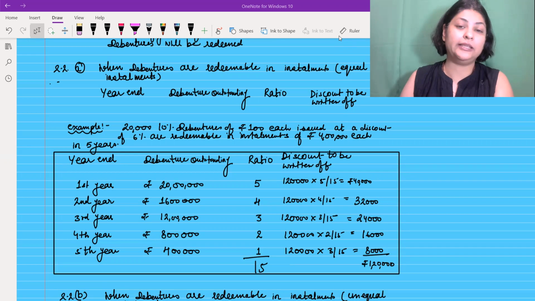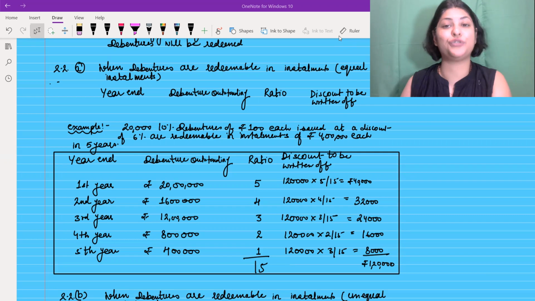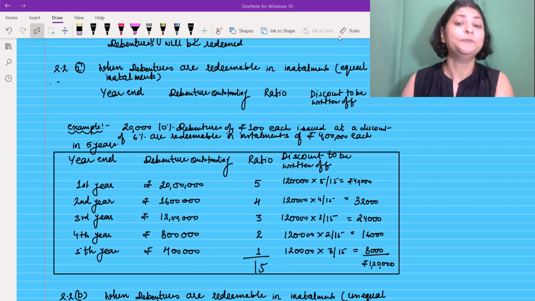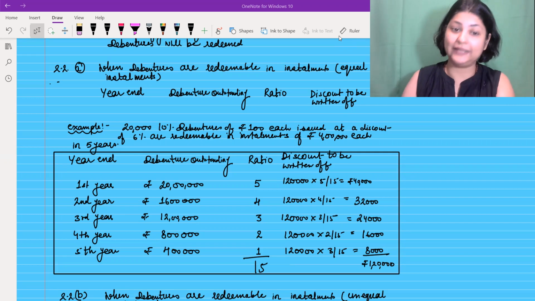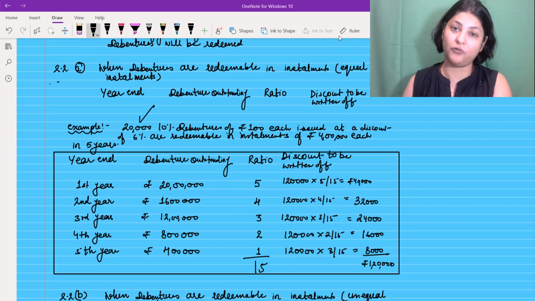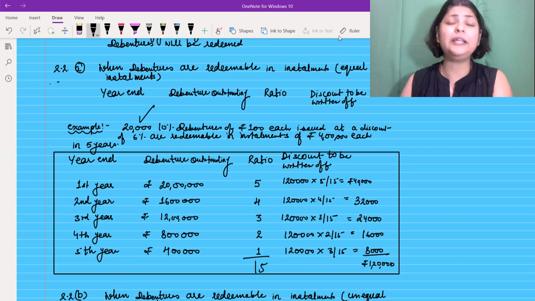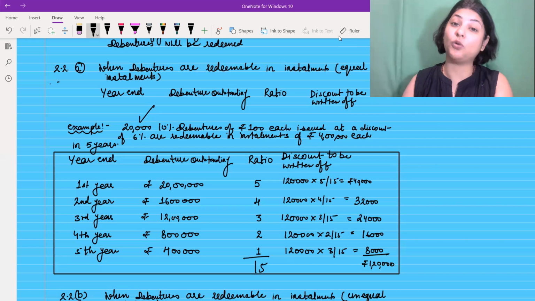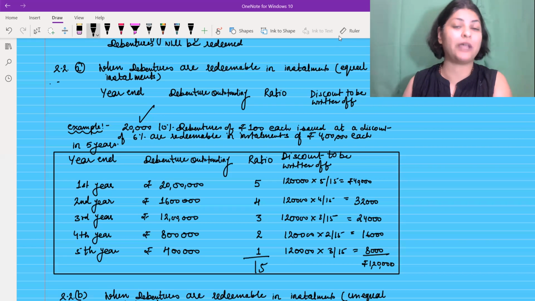Now, once you're done with this work, you're going to make a ratio of these numbers: 20 lakh, 16 lakh, 12 lakh, 8 lakh, and 4 lakh, and simplify it, which came to 5 is to 4 is to 3 is to 2 is to 1, and the total you have written over here. Now, total discount on issue of debenture: the number of debenture multiplied by 100. So 20 lakh is the total amount of debentures issued, multiplied by 6%. That is the amount of loss. So 20 lakh multiplied by 6%, you are getting the total amount of discount on issue of debenture is 1,20,000.